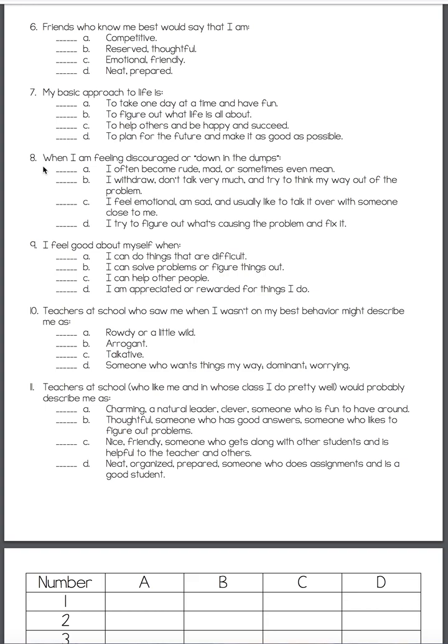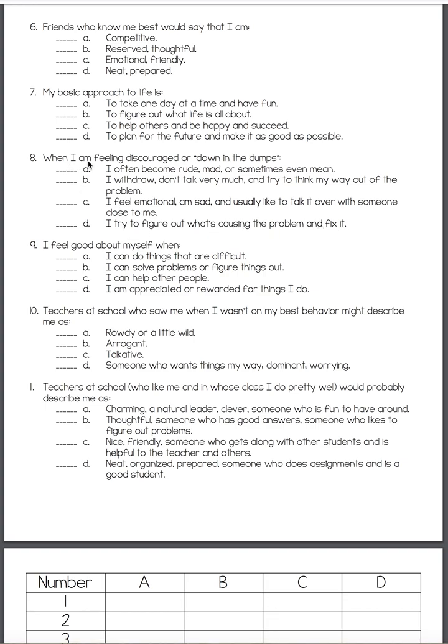8, when I'm feeling discouraged or down in the dumps, A, I often become rude, mad, and sometimes even mean. When I'm feeling discouraged, I withdraw. That's B. I don't talk very much and try to think my way out of the problem. C, I feel emotional, am sad, and usually like to talk it over with someone close to me. D, I try to figure out what's causing the problem and fix it.